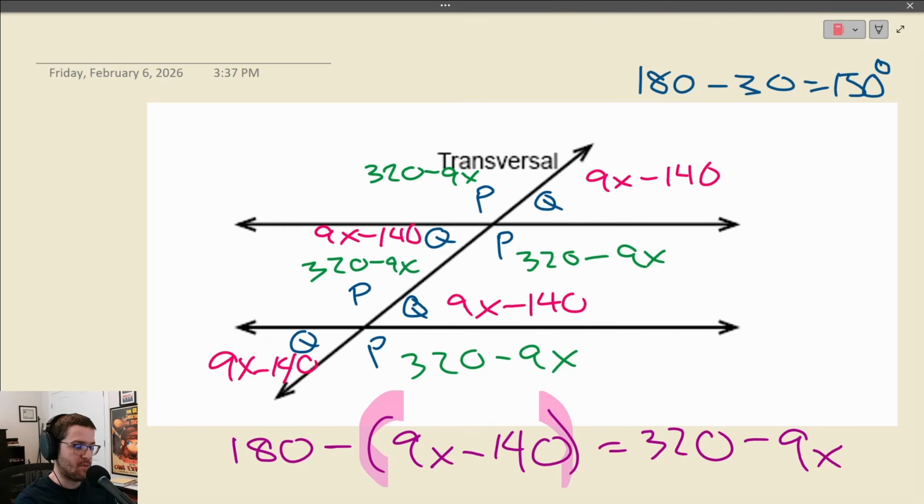So make sure you put those parentheses there whenever you subtract or add or multiply anything with multiple terms. It's really important to use parentheses. When in doubt, just put parentheses.